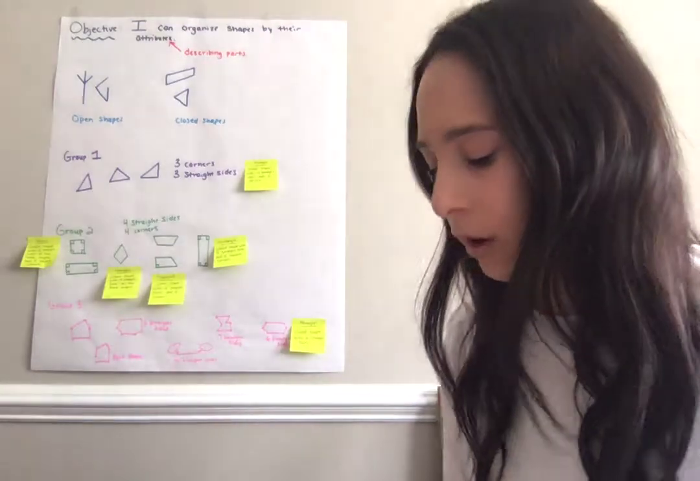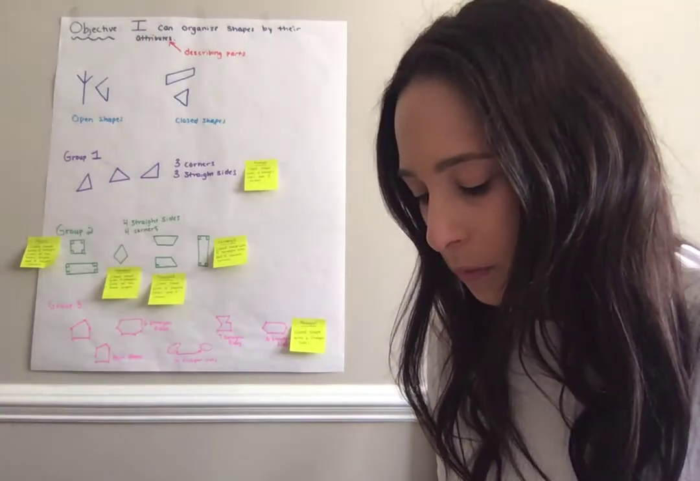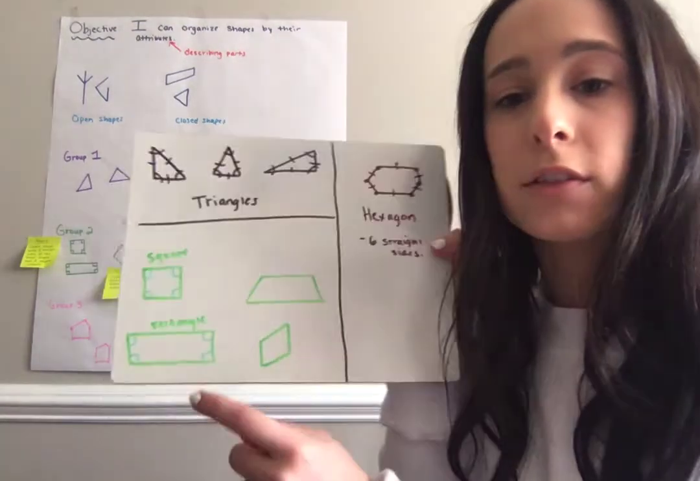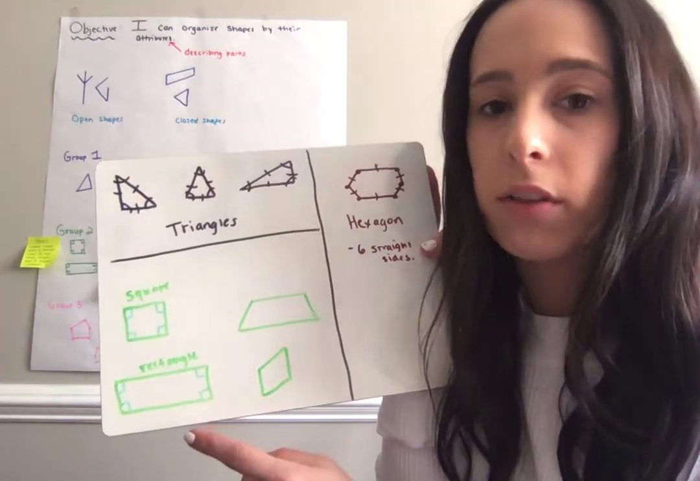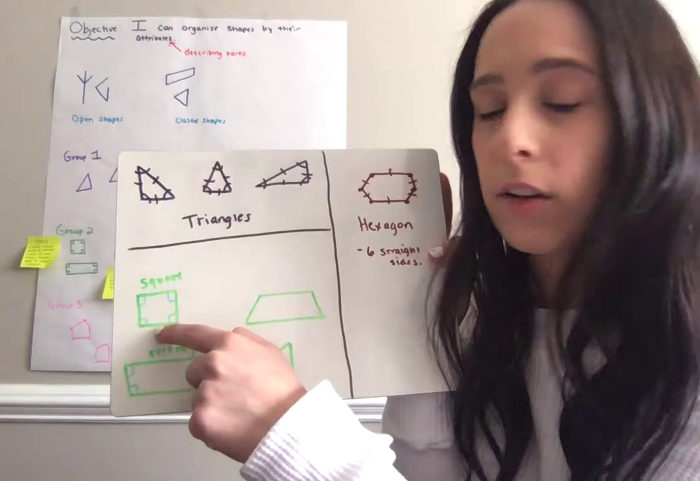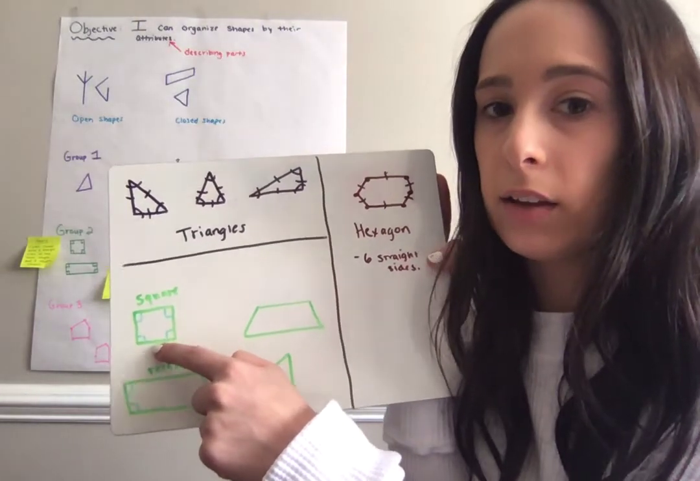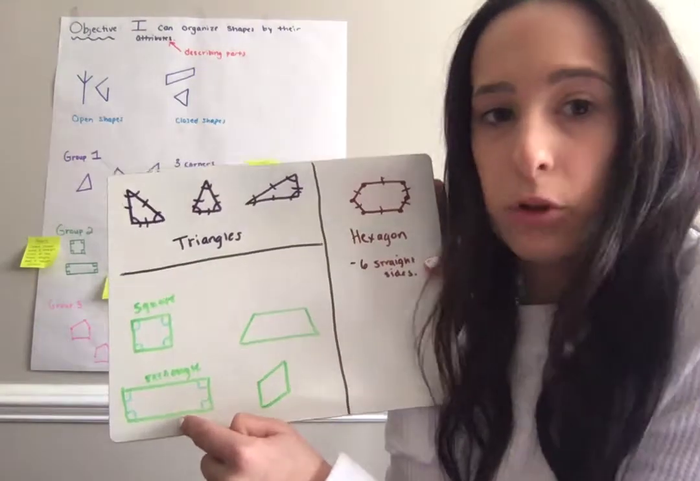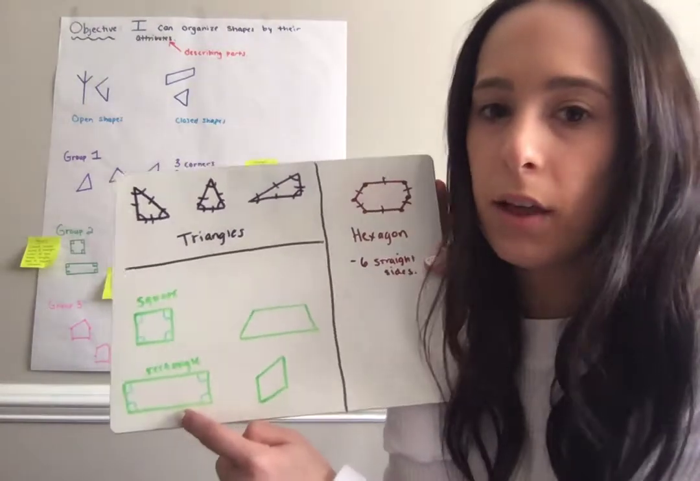Down here we have our rectangle, which is similar, but the difference is not all the sides are the same length. So it's the difference between a rectangle and a square. A square has 4 straight sides of the same length. A rectangle just has 4 straight sides. They're not the same length.